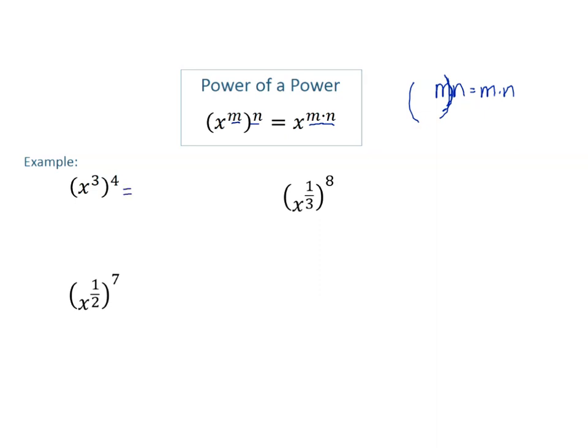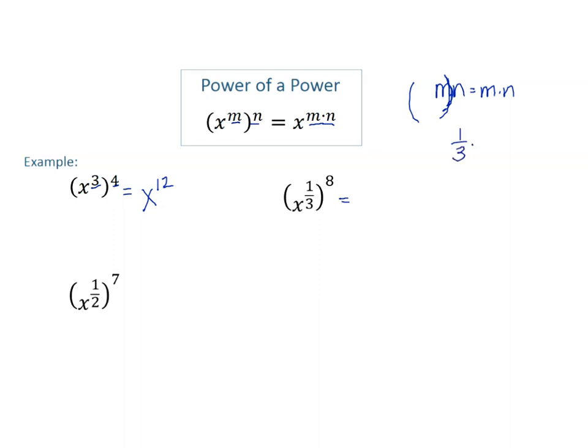We're going to start off easy. X to the third to the fourth. So we're taking a power of a power here, so we have to multiply our exponents, and we get x to the 12th. In the next one, again, we're doing a power of a power, so we have to multiply.